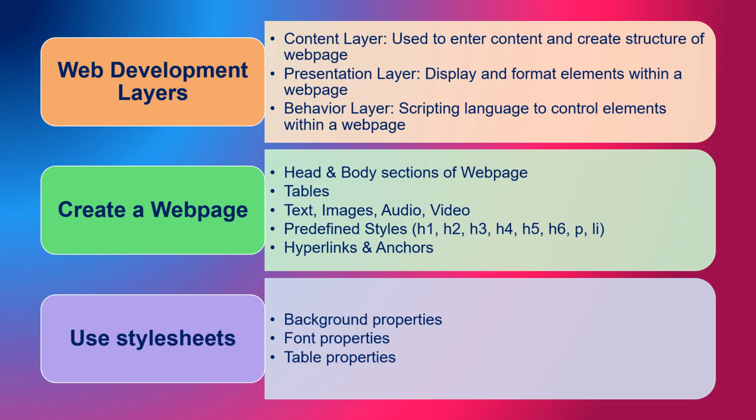Now the presentation layer is simply the styling elements of your web page. This includes the fonts, the colors, sizes, and all the page styling. The presentation layer is done through creation of the CSS, which is the cascading style sheet, and you can apply this into one or more web pages. Last is the behavior layer. So this is the interactivity with the user. It involves scripting language to control elements which are within a web page. Now we'll be learning to create a web page and also use style sheets in the coming slides.